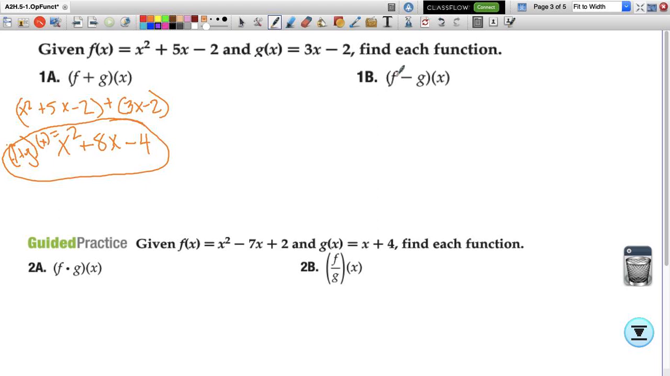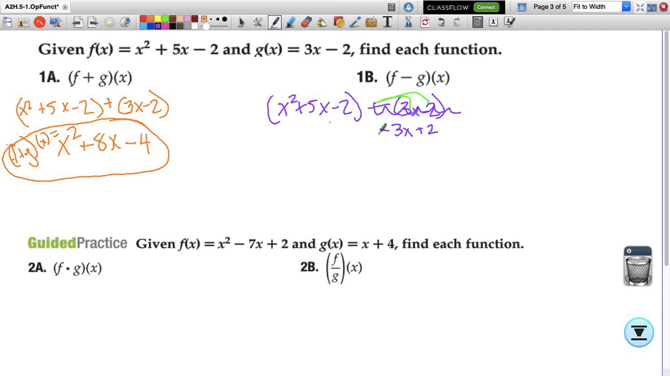I notice this says f minus g of x, so I'm really going to do f of x minus g of x. So f of x, again, is this trinomial, x squared plus 5x minus 2, minus this binomial here for g of x, 3x minus 2. Now, when we subtract polynomials, again, very important to remember, we distribute the negative across to both pieces, okay? Distribute that negative right across. So I really end up with negative 3x plus 2.